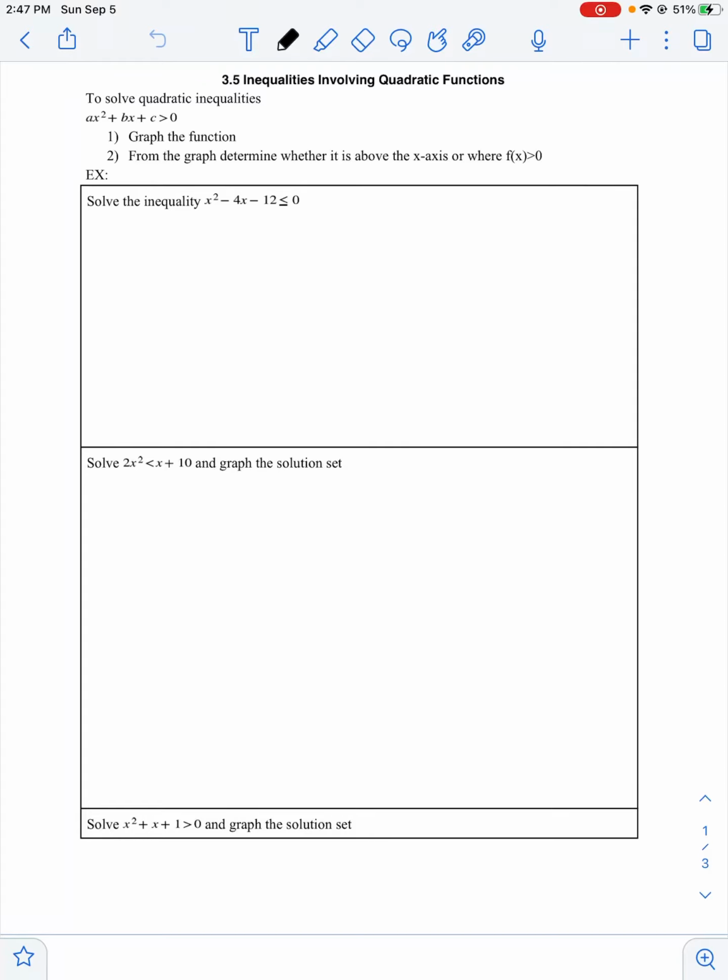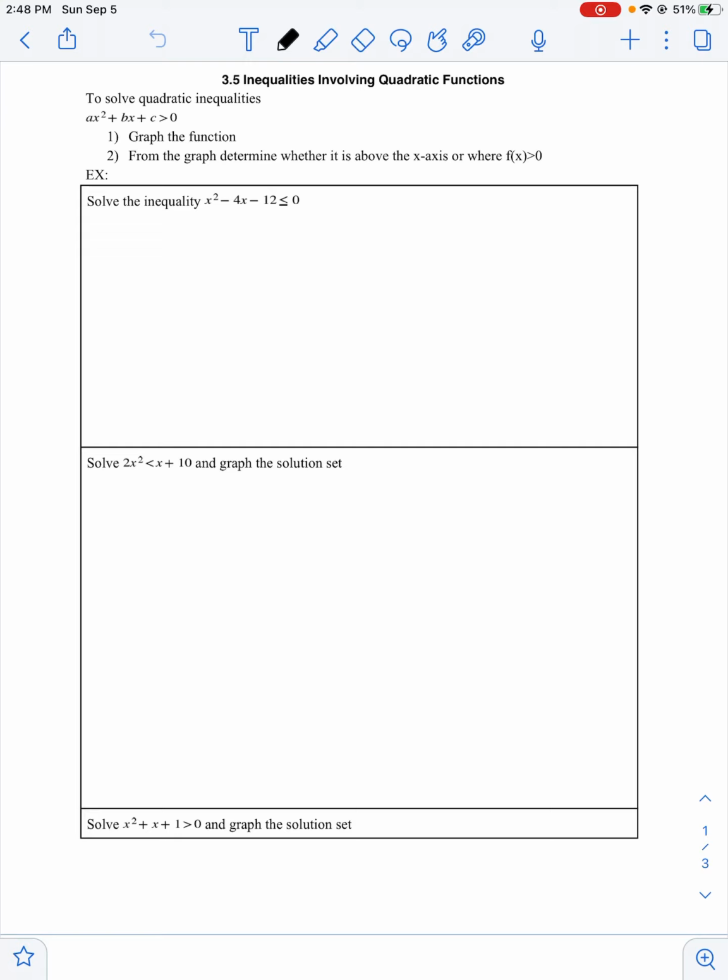Hi y'all, so today we're doing inequalities involving quadratic functions. So this might be new-ish. We've done solving inequalities, that's when you add the shading to your graphs and find your double shading or whatnot, but now we're going to use quadratic functions instead of lines. So the steps are graph the function, and then from the graph determine whether it's above the x-axis or below based on if they're wanting it to be less than or greater than.